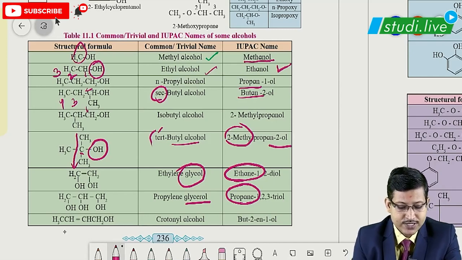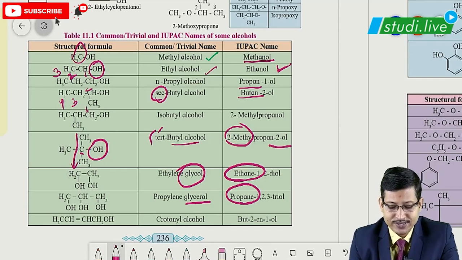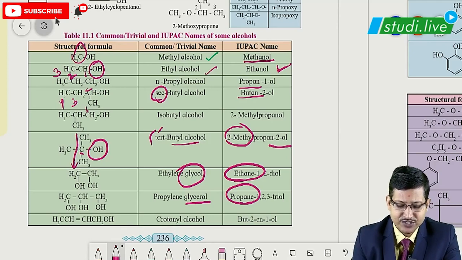The next one, CH3, CH double bond CH, CH2OH. Now in this case the common name is crotonyl alcohol. It is a compound obtained from crotonyl alcohol. Now the IUPAC name, how is it mentioned? Now that we will see.